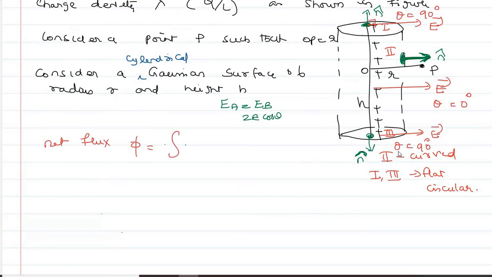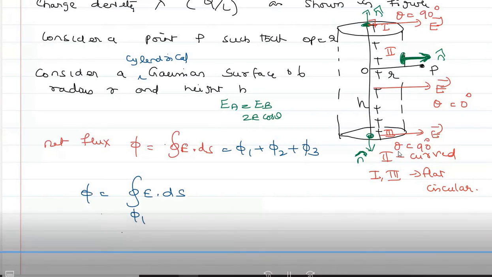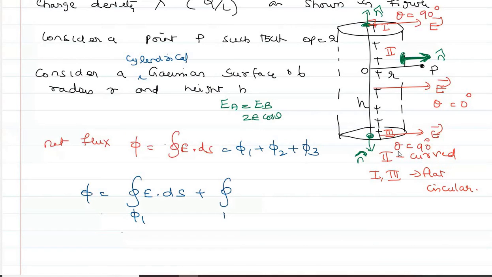Net flux is given by the closed surface integral of E dot dS. That is nothing but what? It is due to three components, that is phi 1 plus phi 2 plus phi 3. So for each one you find it out. What is phi 1? Integration of E dot dS is due to phi 1. Then integration of this is due to 2. Don't write phi, just write 1. Represent it is due to the first face. This is the second face. And this is the third face. Surface integral, right?